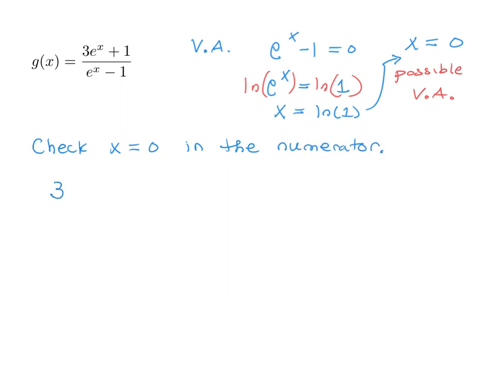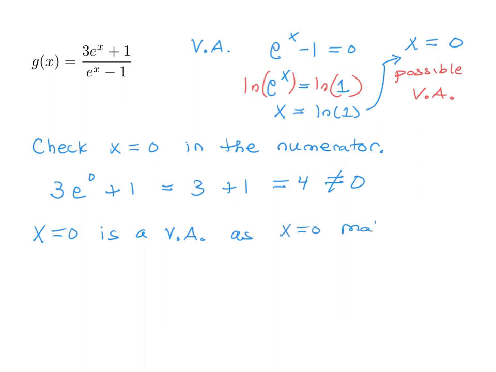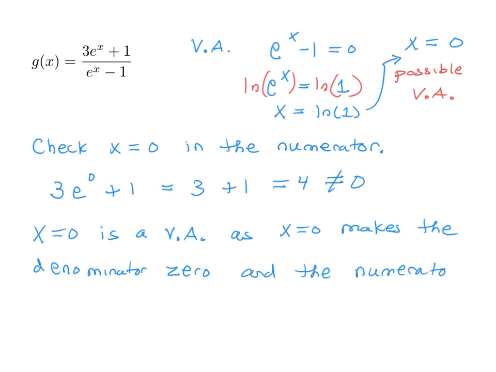So that is 3e to the 0 plus 1. Is this a non-zero number? Well, e to the 0 is 1, and that's really just 3 times 1, or 3, plus 1, which is 4, and this is non-zero. I'll state that x equals 0 is a vertical asymptote, in fact, the only one, as x equals 0 makes the denominator 0 and the numerator non-zero.